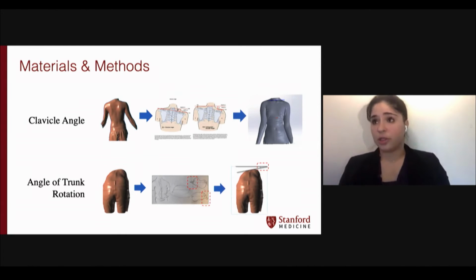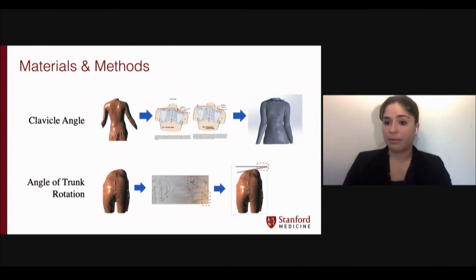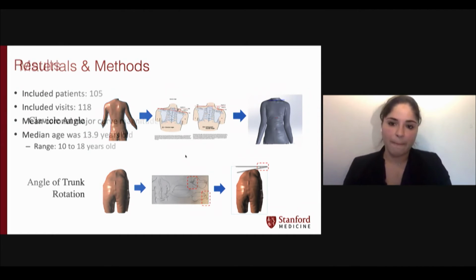Clavicle angle was pretty intuitive. We just found the bony landmarks of the anterior acromion and compared it to a horizontal line that was parallel to the ground. And that was our clavicle angle here. And then for angle of trunk rotation, we looked at a line parallel to the ground and the line that was created by the deformity of the back. And we found this angle in the thorax and in the lumbar spine to calculate our 3D ATR.